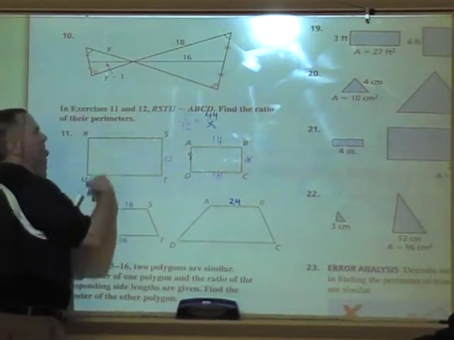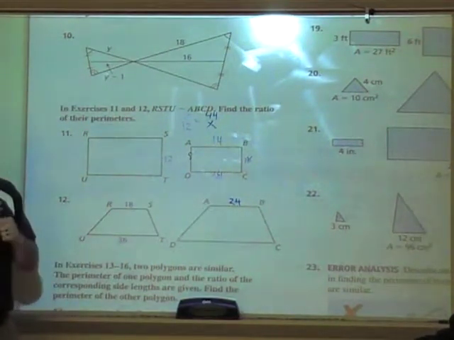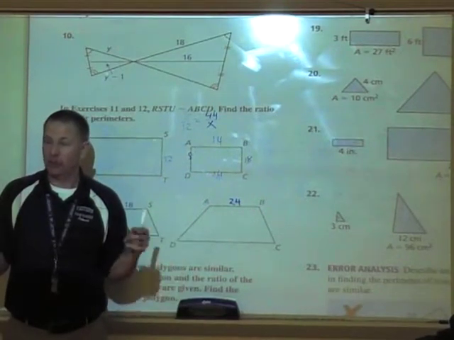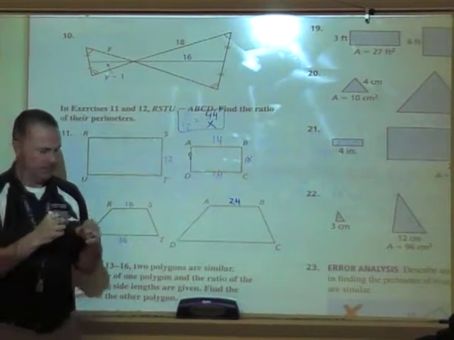So now, find the ratio of their perimeters. 44 to 66 would be the answer to this. Okay, that's the ratio of their perimeters. Whenever it says ratio, it means fraction. When it says proportion, this is a proportion. Okay? All right.